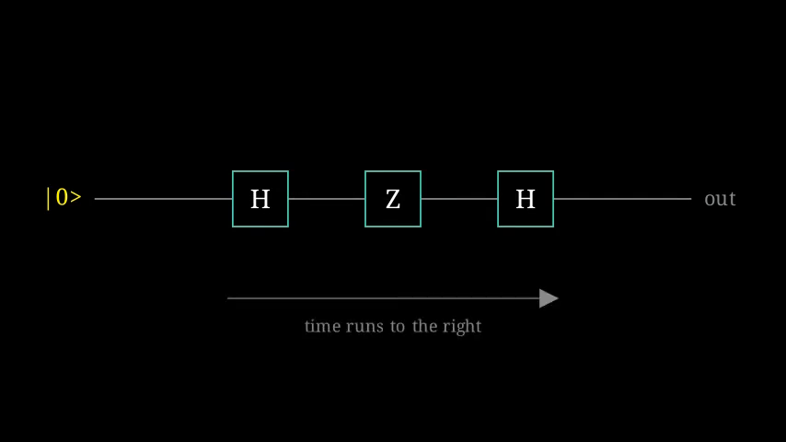The wire does not carry electricity. It carries the state, that array of complex amplitudes, and each gate it passes through is one of the little matrices we built in episode 1, multiplied in, one gate at a time. The circuit we will stare at today is about the smallest interesting one there is. Read it like a sentence. First a Hadamard, then a phase gate, then another Hadamard.